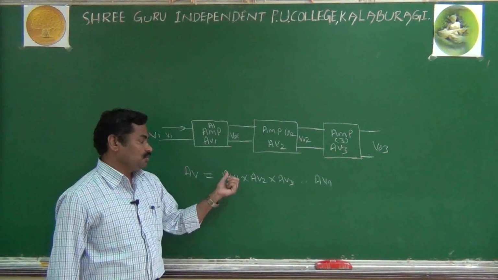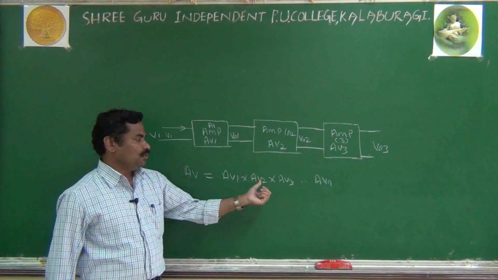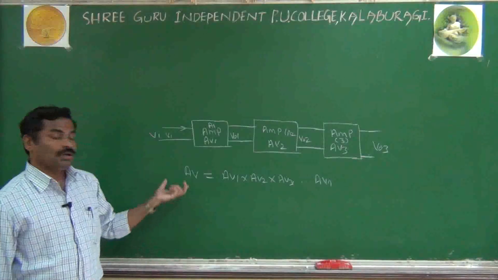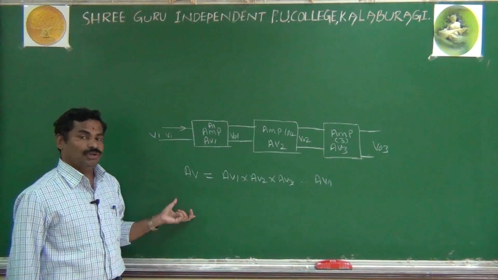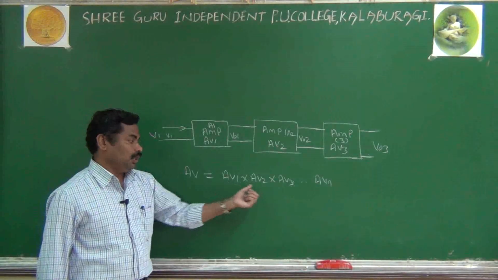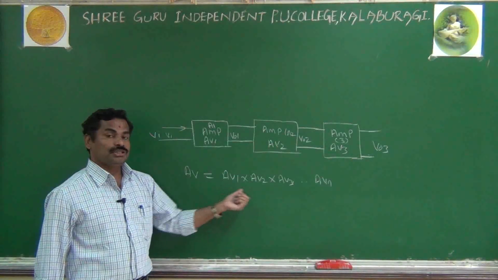The product, this is nothing but the voltage gain of the first stage. This is the voltage gain of the second stage. This is the voltage gain of the third stage. If you want the overall voltage gain, the total voltage gain, it is a product of the individual stages' voltage gain.